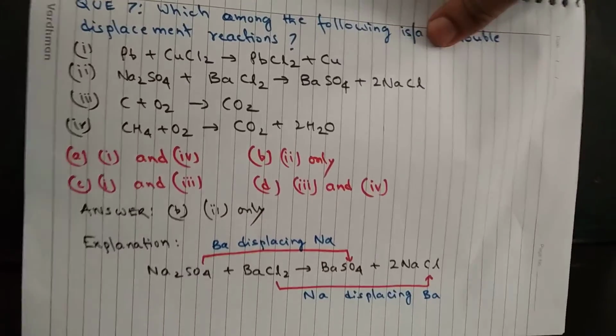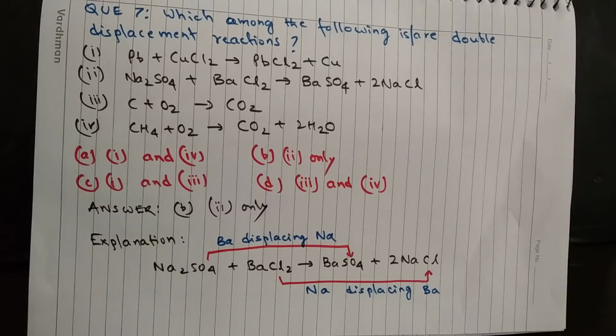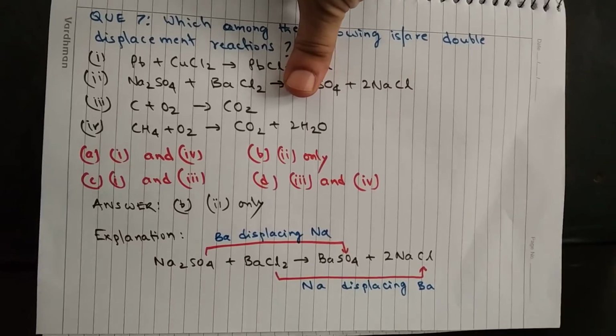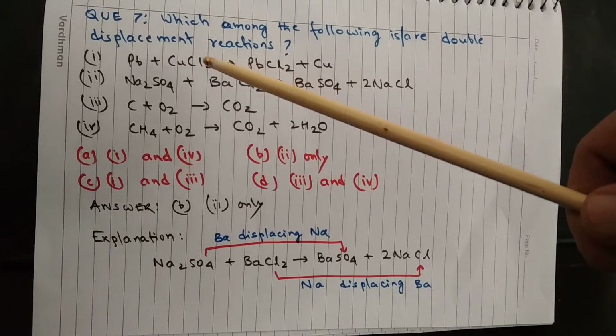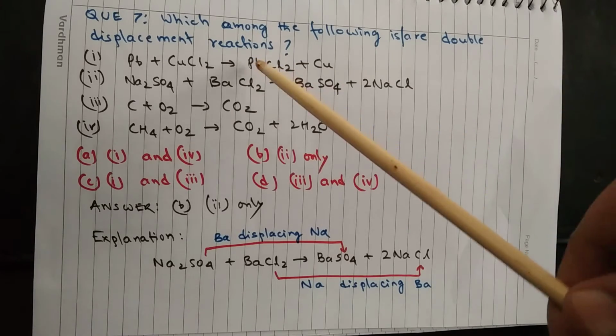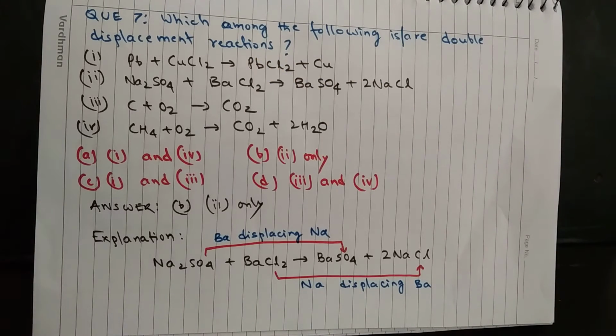Question 7. Which among the following is or are double displacement reactions? Number one is Pb plus CuCl2 is equal to PbCl2 plus Cu. Here lead is displacing copper, so this is a single displacement reaction.